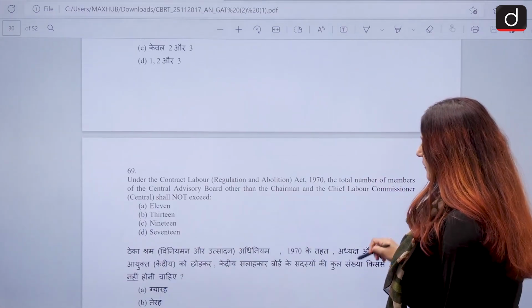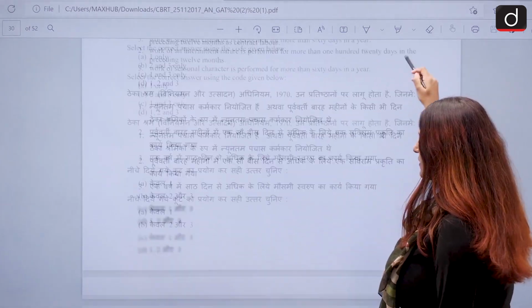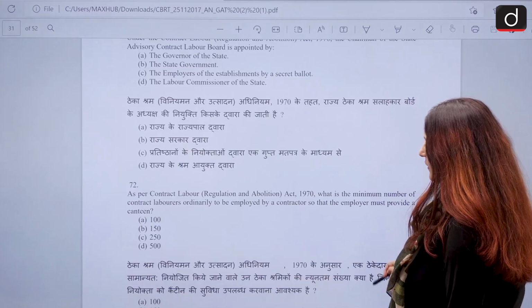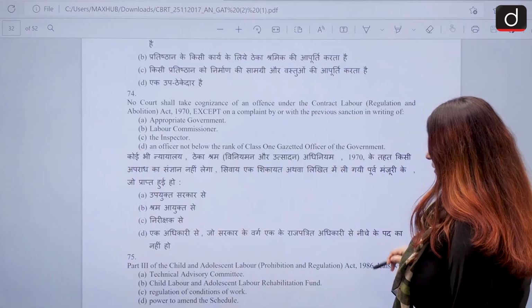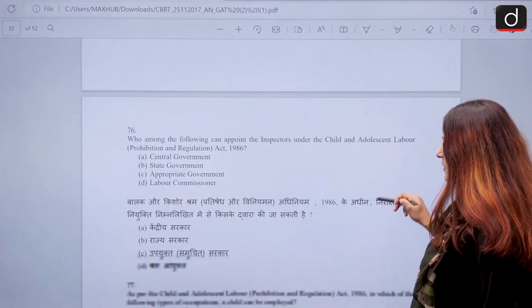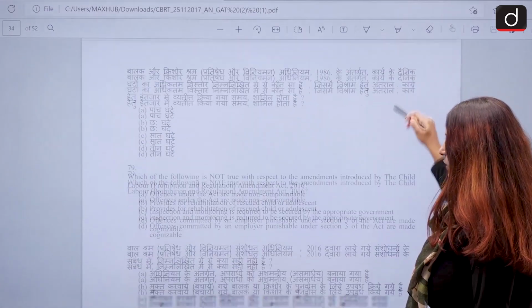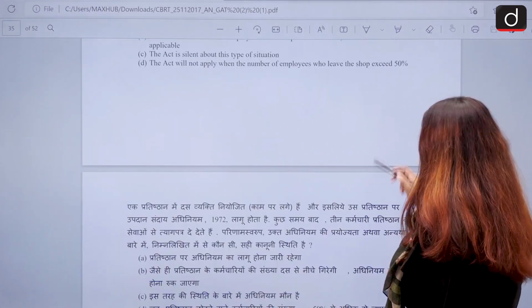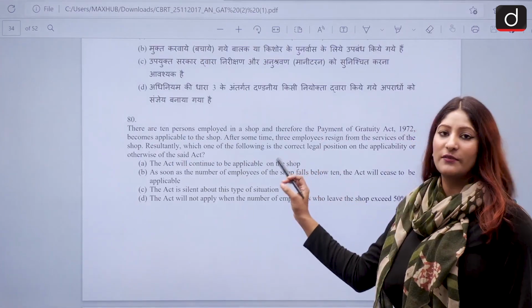Again, lots of questions with respect to labor laws and trade unions. I'm searching for better questions, in the sense, other sorts of questions. Again, labor laws. A labor officer should know labor laws. Yes, here you can see this is such a different type of question.